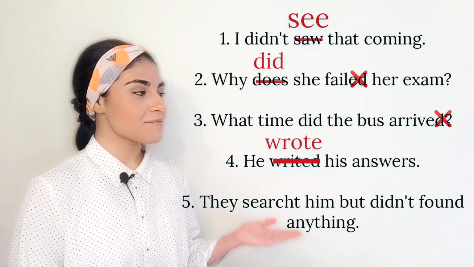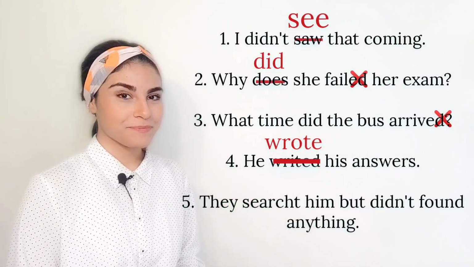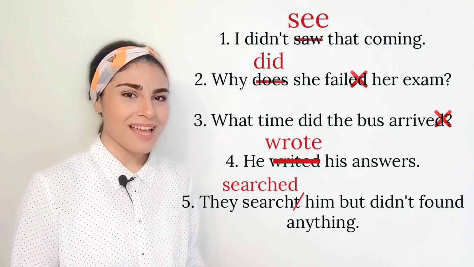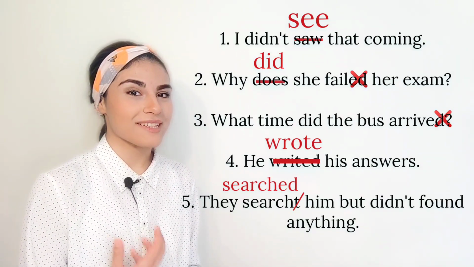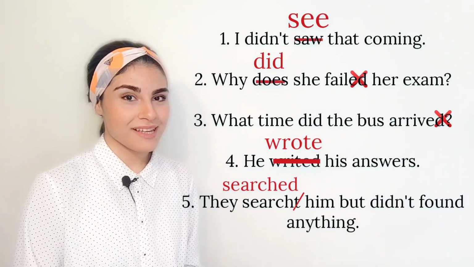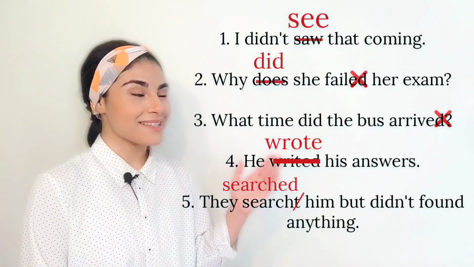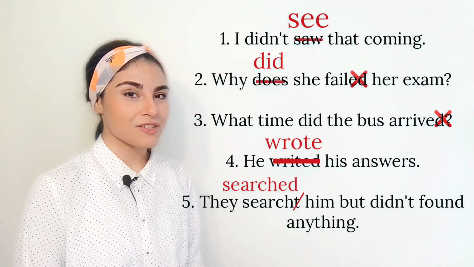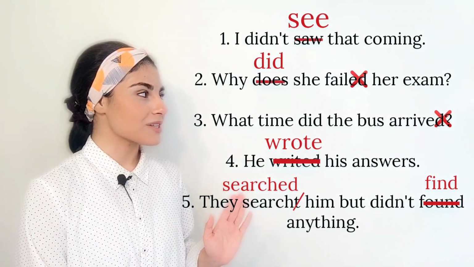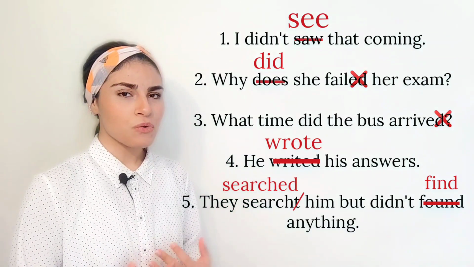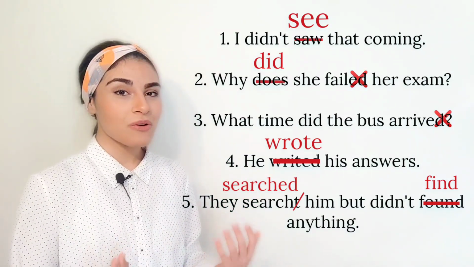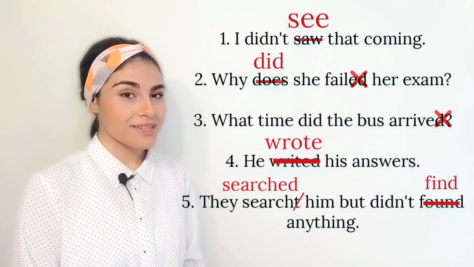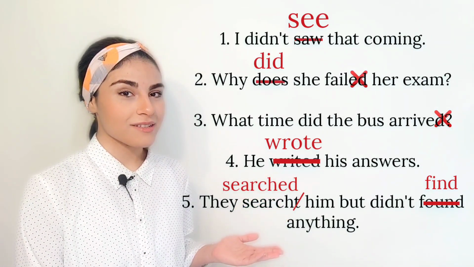They searched him but didn't find anything. First, search is a regular verb, but it does not end in t. It sounds like t, but does not end in t. The right spelling is ed, searched, but the pronunciation is searcht. Didn't found. It's a negative sentence. We already have didn't, so we no longer need the main verb to be in past tense. So we say didn't find.